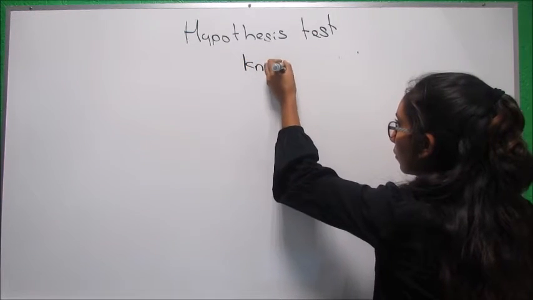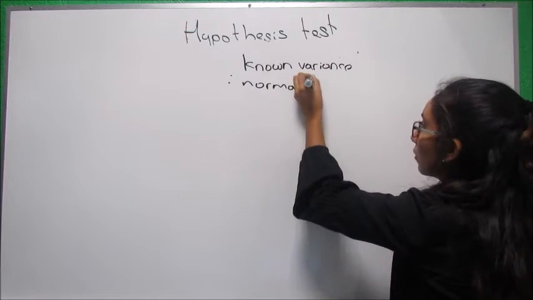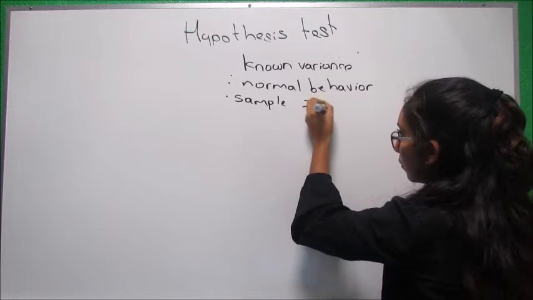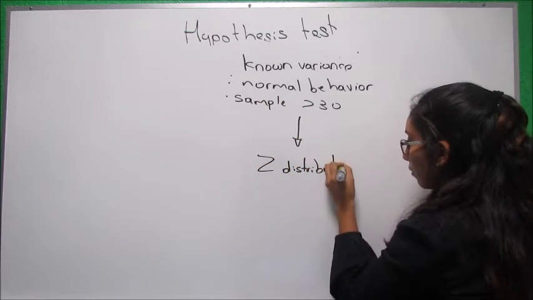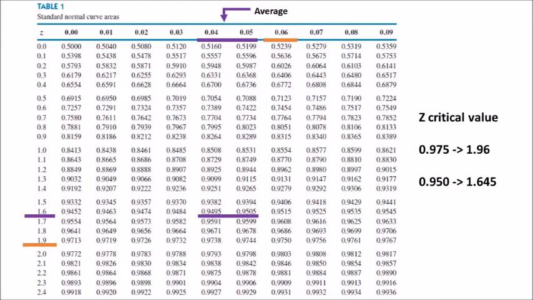In the previous test, we considered unknown variance, but if the variances are known, or if both populations follow a normal behavior, or the samples are larger than 30, we use a z-statistic instead of the t-distribution. We obtain the test statistic using the following formula. In this case, there are no degrees of freedom. Instead, we look at the z-distribution table for the confidence we determine.